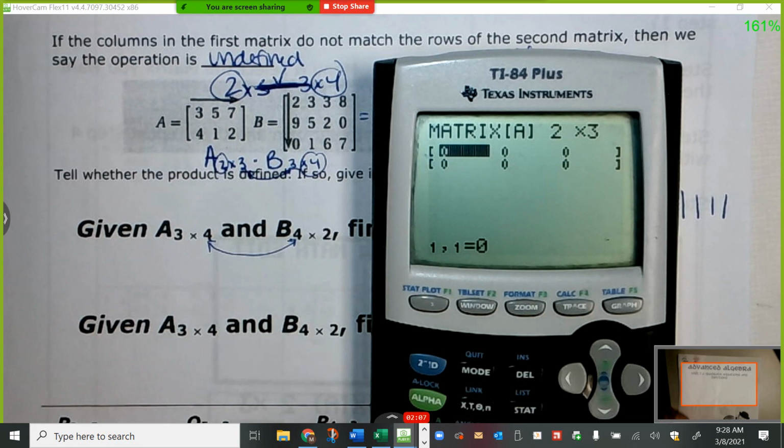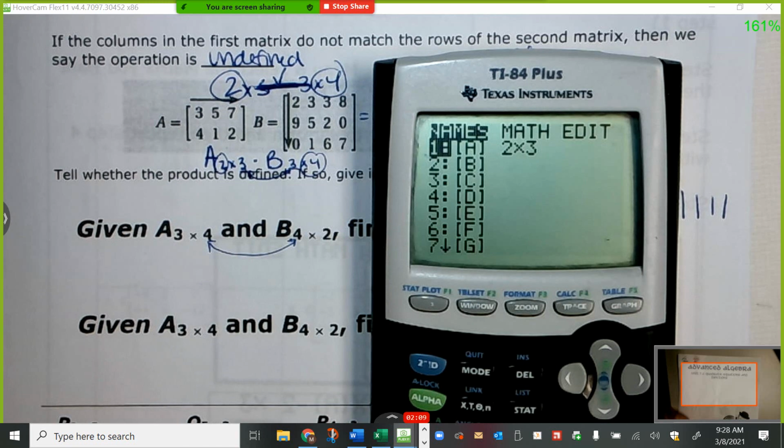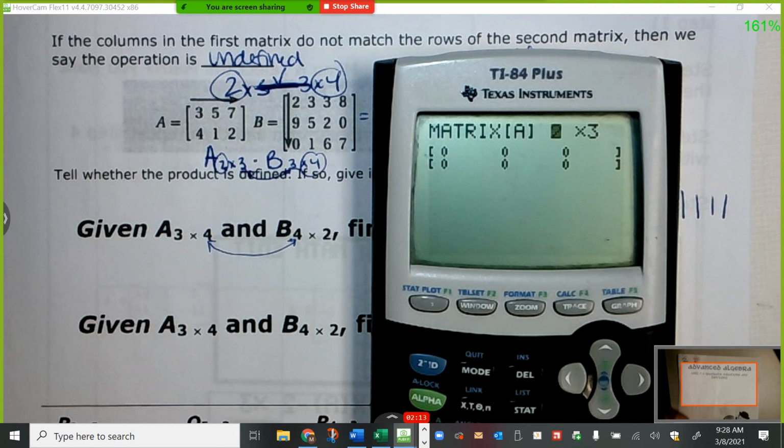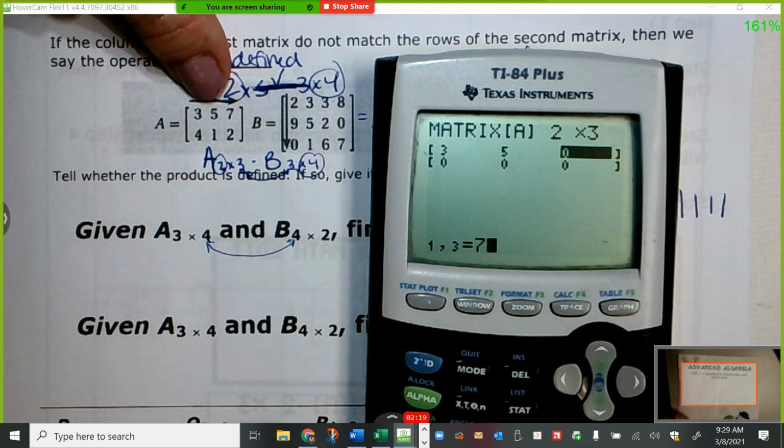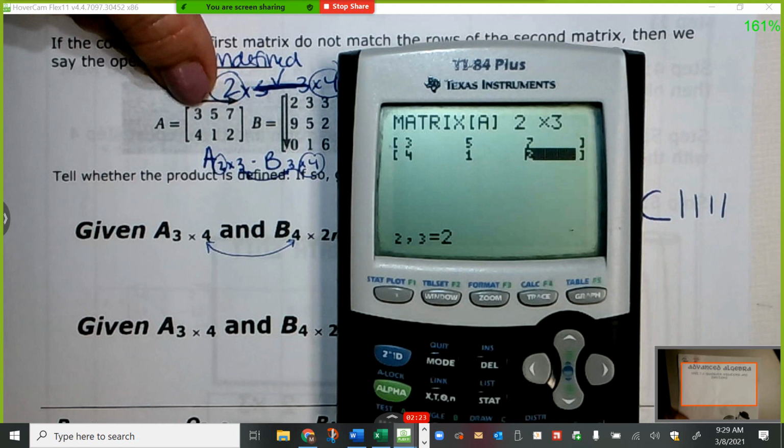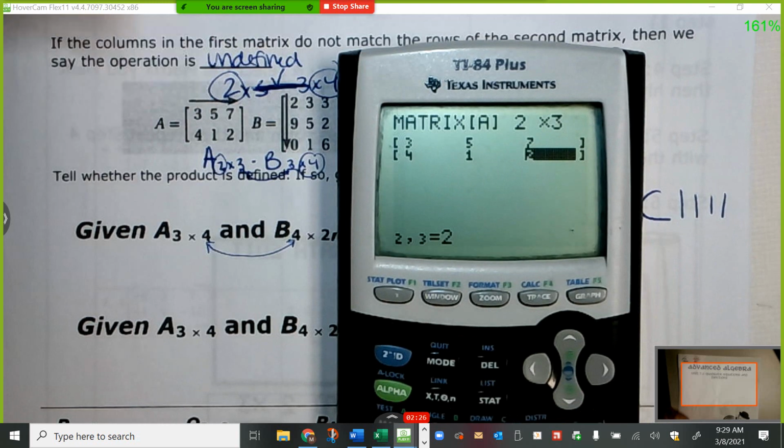So second matrix, over to edit. It's a 2 by 3, and I'm going to type them in. So we get 3, 5, 7, 4, 1, 2. Always double check your matrices, 3, 5, 7, 4, 1, 2, because if you type one number wrong, your answer will be wrong. Yes?